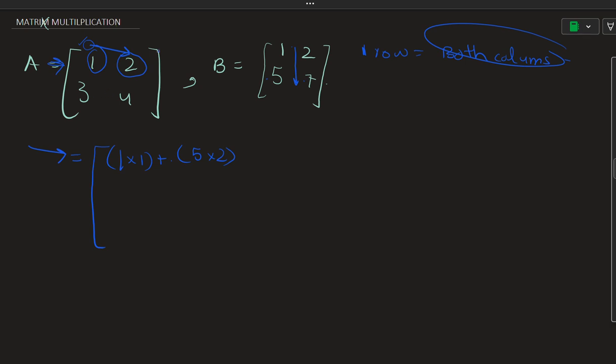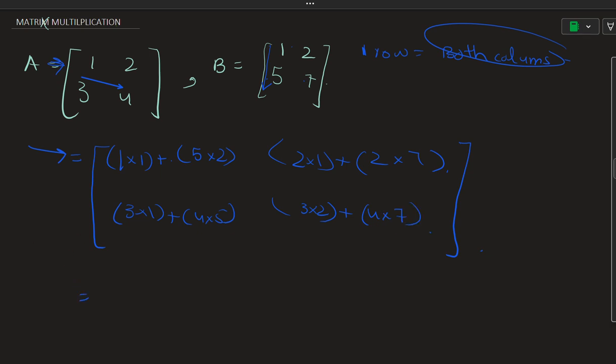Multiplying the tail with the tail, which is 2 times 1, adding the head times head, which is 2 times 7. Next, we are moving the tail from the first row to the second row, because we are done with the first row. Now we're moving on to the second row. Same with this. First we'll do the first column, and then we'll go to the second column: 3 times 1 plus 4 times 5, 3 times 2 plus 4 times 7.